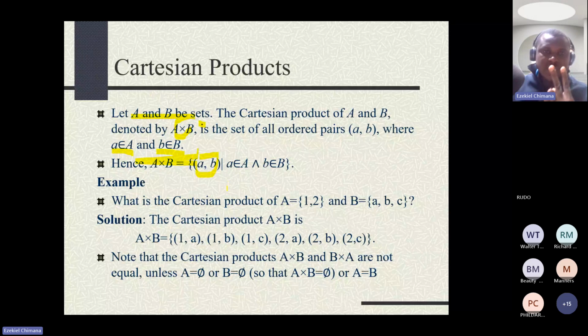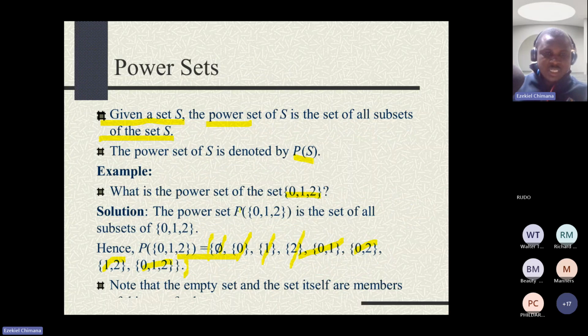So if you are given two sets and you are trying to do A cross B, it looks like you are multiplying, but it's not multiplication. You are saying the first part will be coming from the set A, and then the second part will be coming from B. So it will be like a collection, just like what we are doing on a power set.